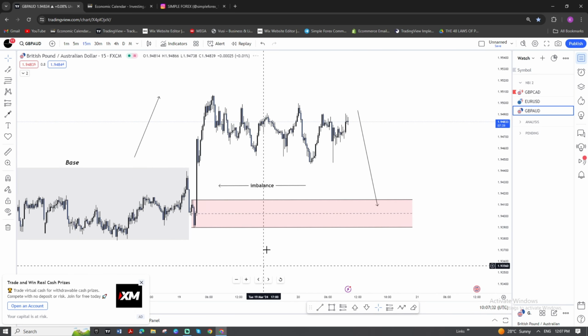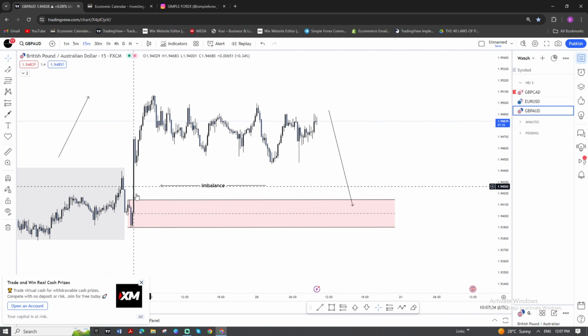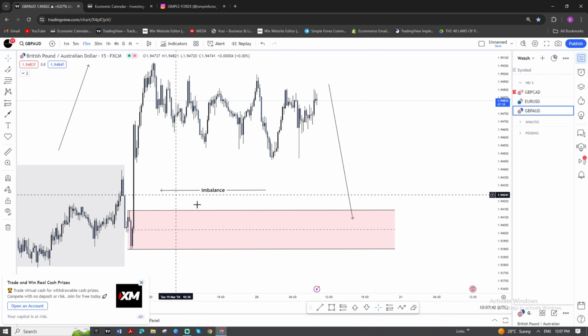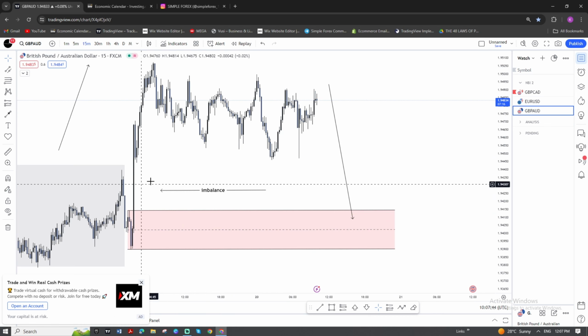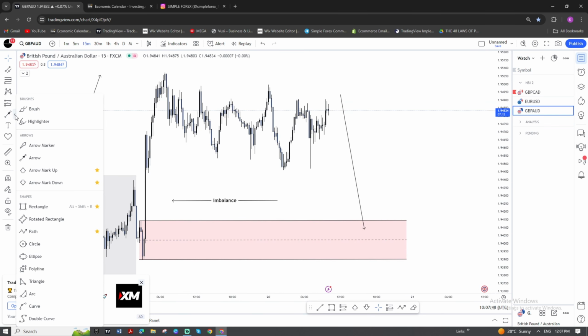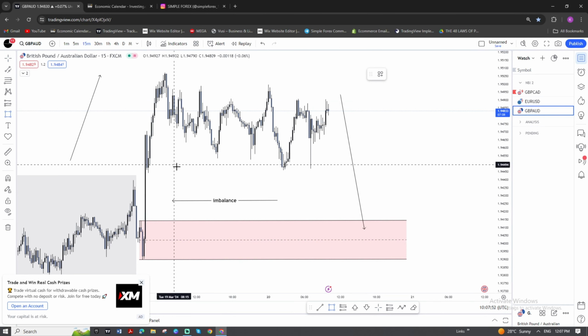If you can see well on the 15-minute chart, we have a huge pile of inefficiency right here. Therefore, we're going to be willing to take our buys below the inefficiency, right, guys? That's the simple law of inefficiency, unless you're trading ICT, but that's a whole other conversation.